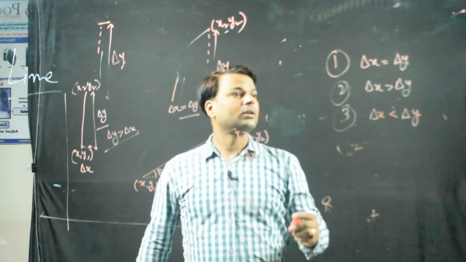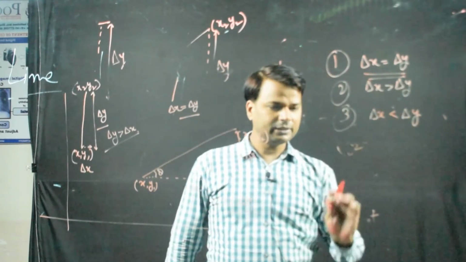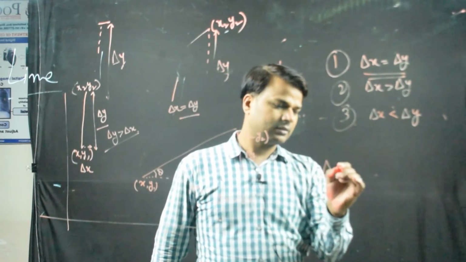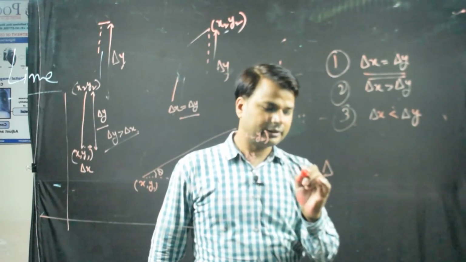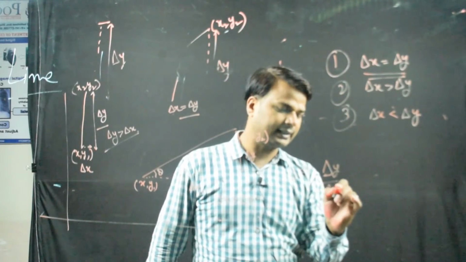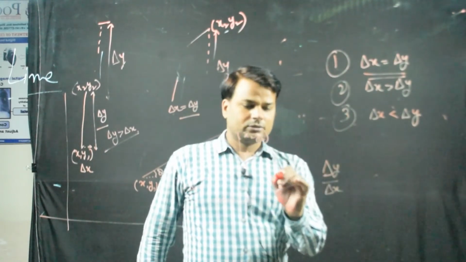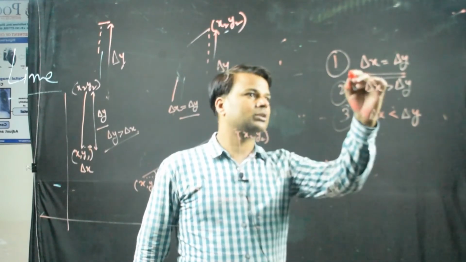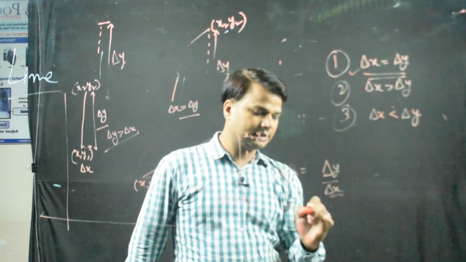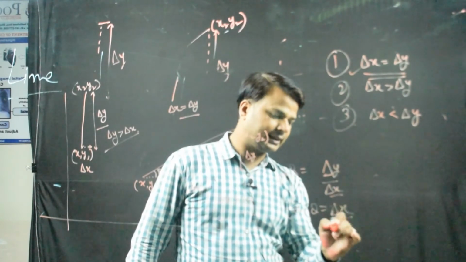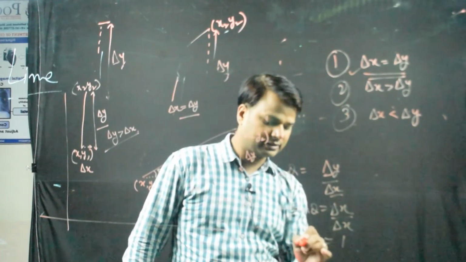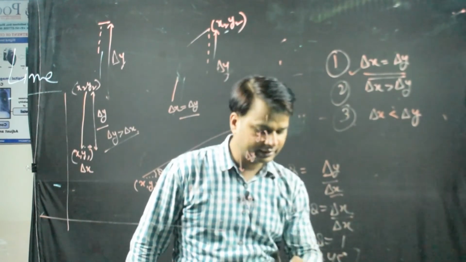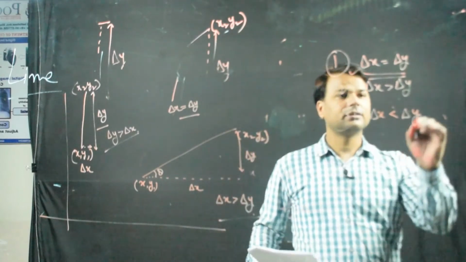Now, if this is the case, what does it mean? We deduced in the last session that tan theta is equal to delta y upon delta x. If delta x is equal to delta y, in that case tan theta is equal to delta x upon delta x, that is equal to 1. It means tan theta equals 1, it means theta equals 45 degrees. That is one condition.